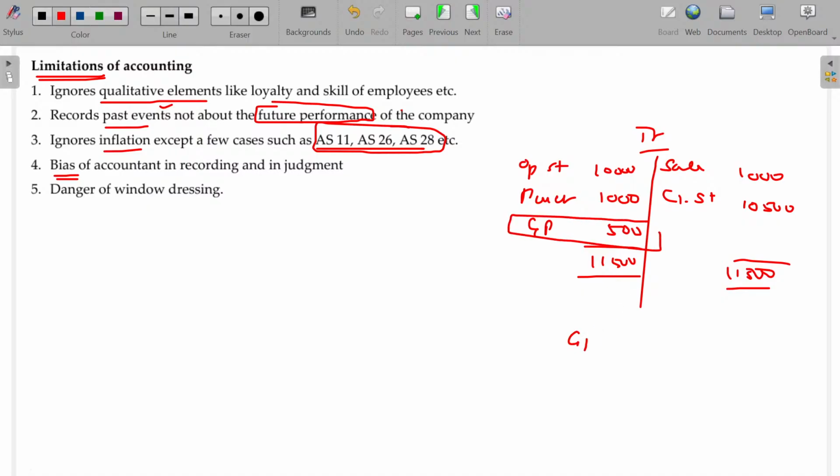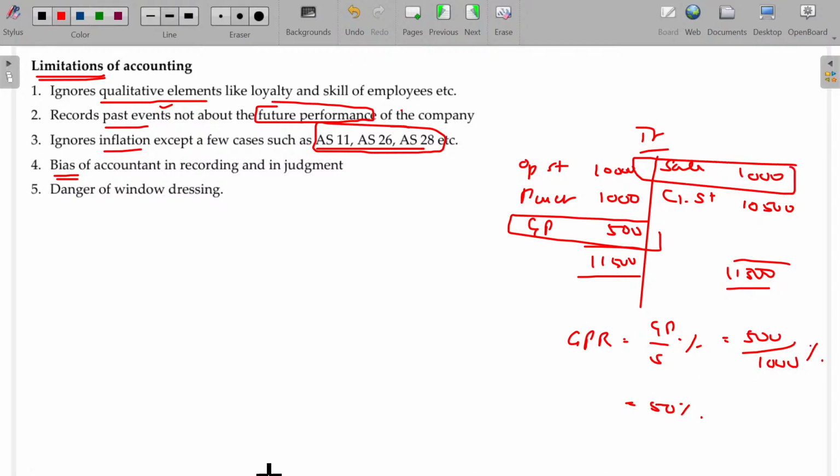What is the GPR? GP by sales into 100. GP is 500 and sales being 1,000. So the GPR is 50%. That's how the cooperative society showed their financial reports. Now, what's the problem here is the exorbitant closing stock. One of our auditors went for investigation of a stock audit.